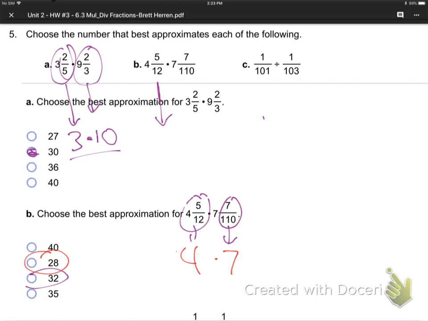So I rounded too closely. Is that making sense there? They just want you to say 4, because 5/12 is less than a half. So it rounds down to 4. This is way less than a half. So 4 times 7, 28. That's the answer they really want.